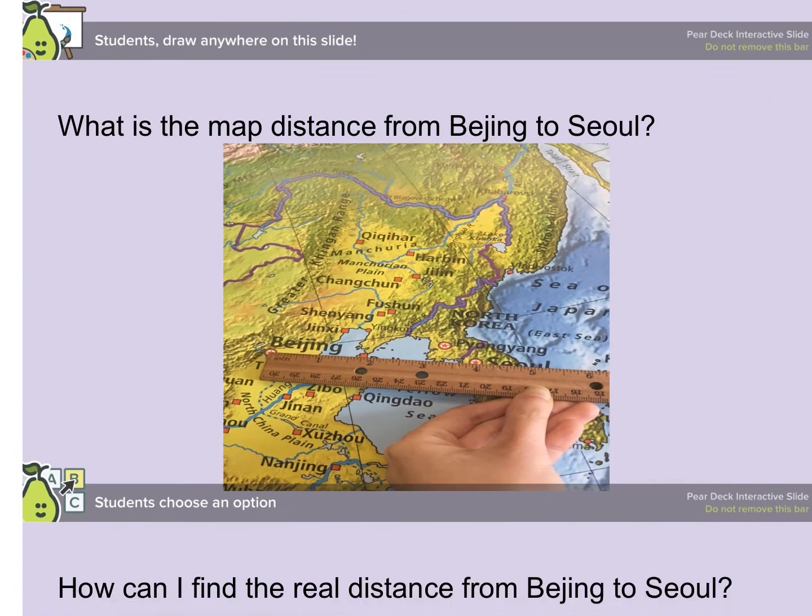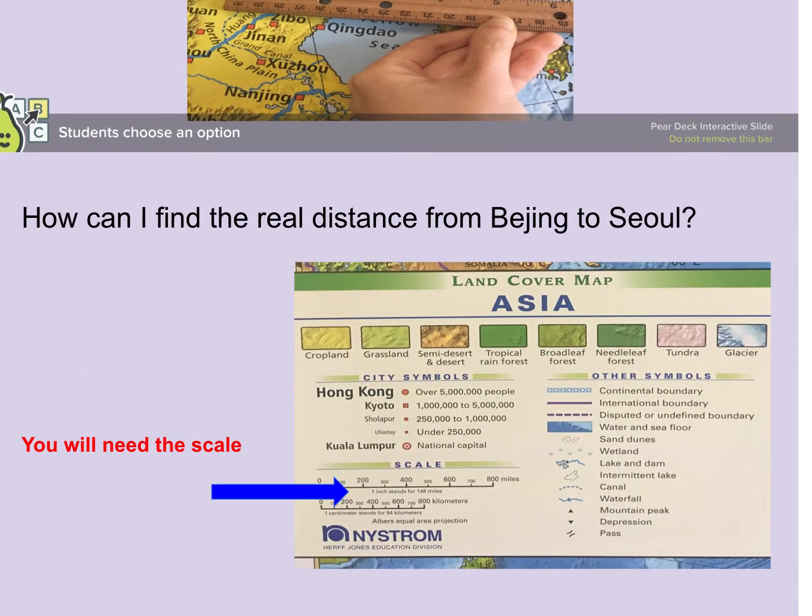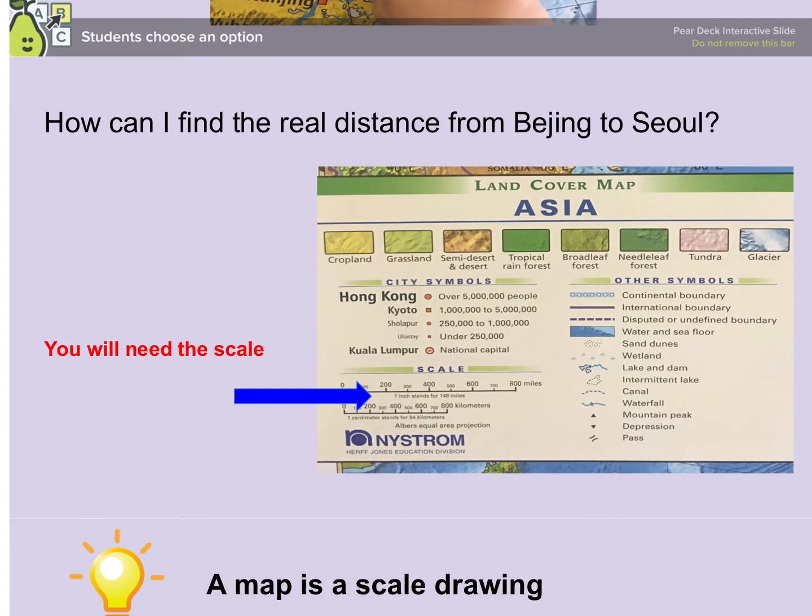What is the map distance from Beijing to Seoul? We can see this is Beijing again, this is Seoul. So how many inches are they? Students, choose an option. I think on your slide you will see multiple choices, so go ahead and pick one. So this is 4 inches. Okay, next one. How can I find the real distance from Beijing to Seoul?